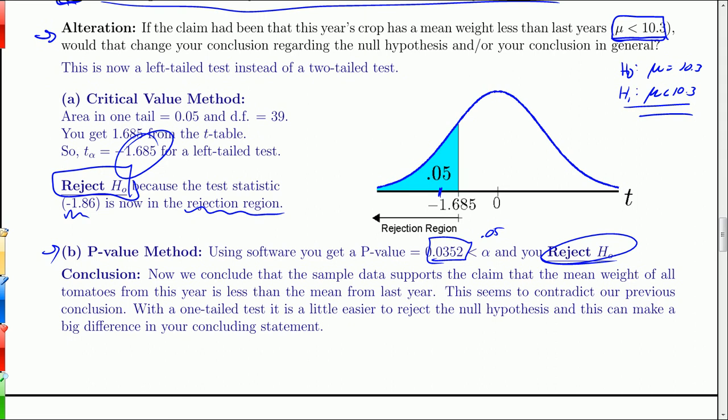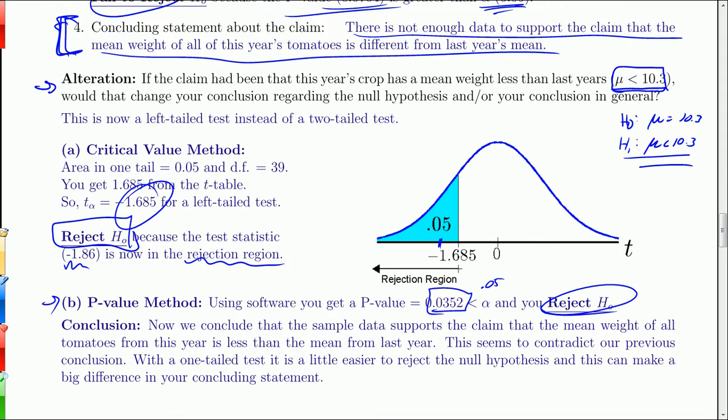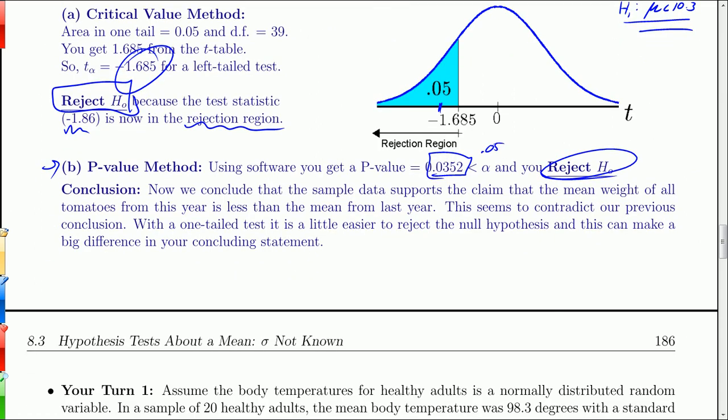Okay, so that's the sort of story of this alteration. Depending on how you set this thing up, you can get concluding statements that sound very different, especially if it's a close call.